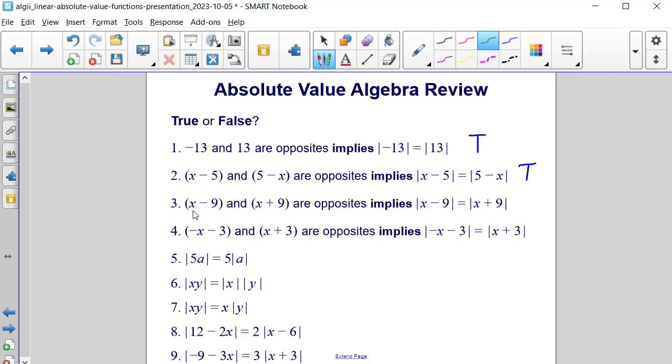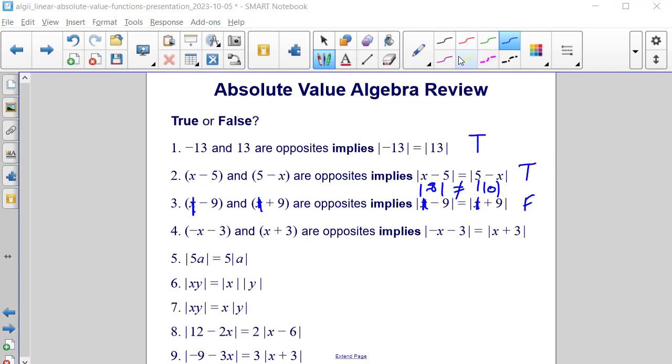The quantity x minus 9 and the quantity x plus 9 are opposites, implies that the absolute value of the quantity x minus 9 is equal to the absolute value of the quantity x plus 9. Well, this one's definitely false because these are not opposites. If we picked any random number for x, I'll use 1 again, and we substitute those in here, we're going to get the absolute value of 10, and we're going to get the absolute value of negative 8. And these two values are not equal to one another.